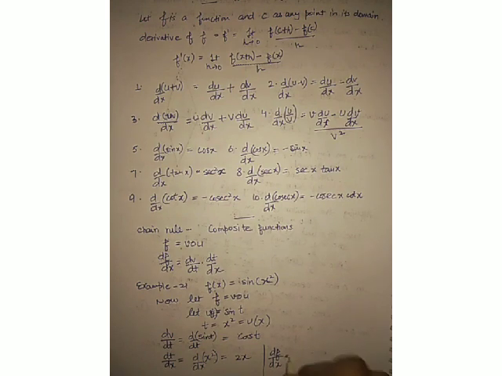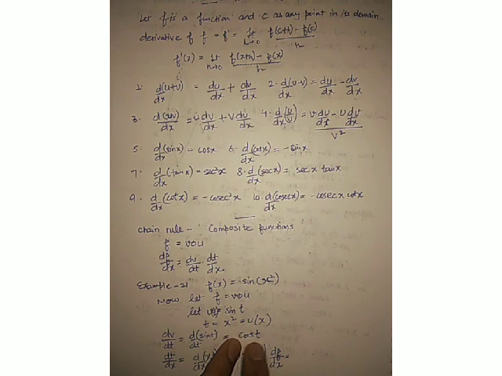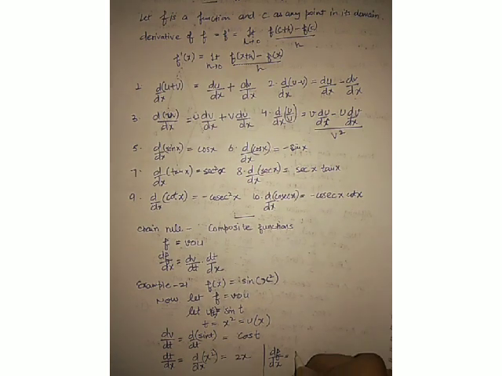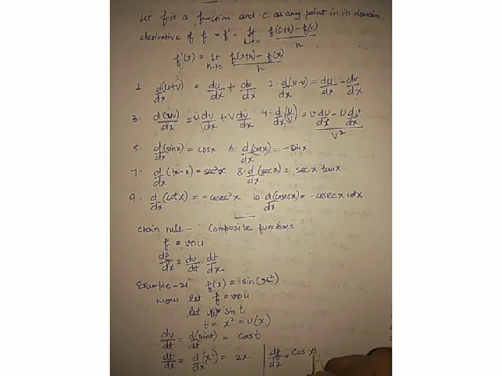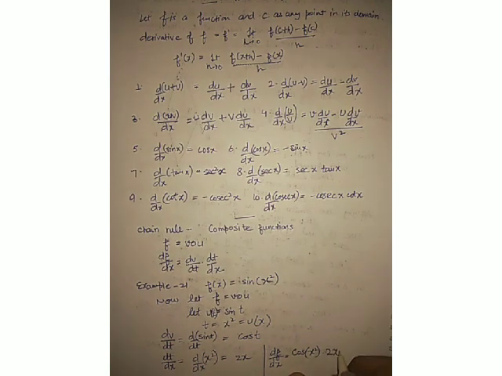What is at the first place? That is dv upon dt. What is dv upon dt? That is cos t. Now replace t. What was t? t was x square. So cos of x square. And what is dt upon dx? That is 2x. So multiply by 2x. That is our answer. Now we can do it in an alternative way as well.